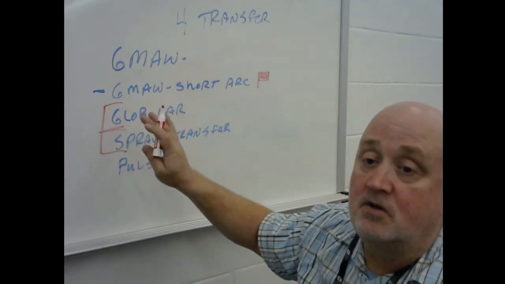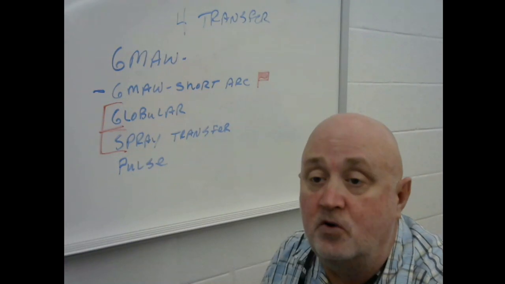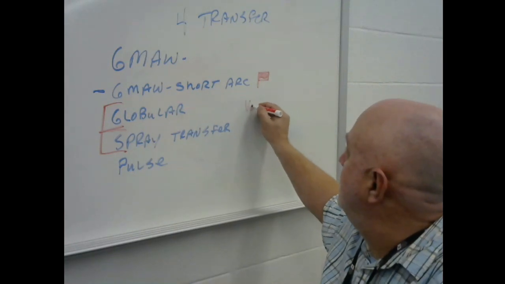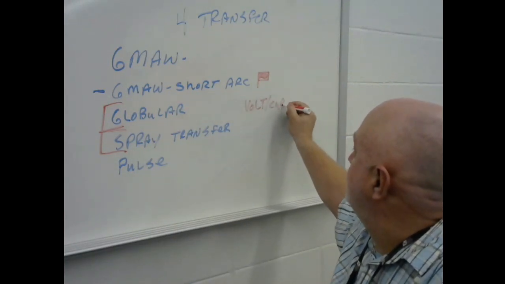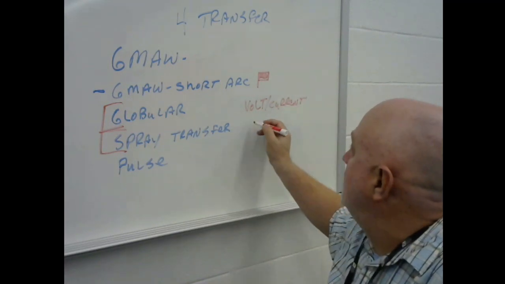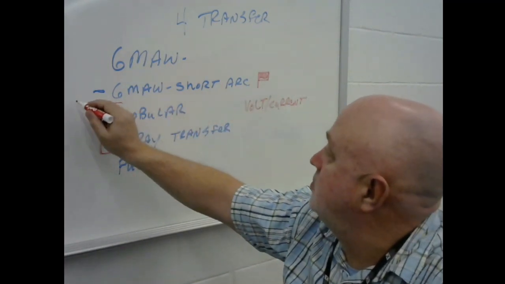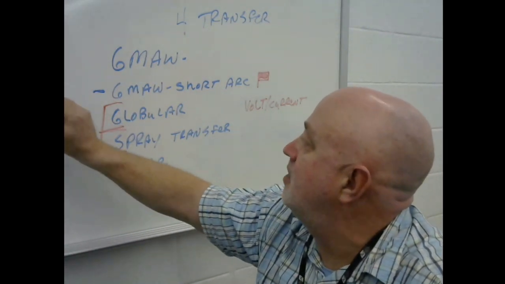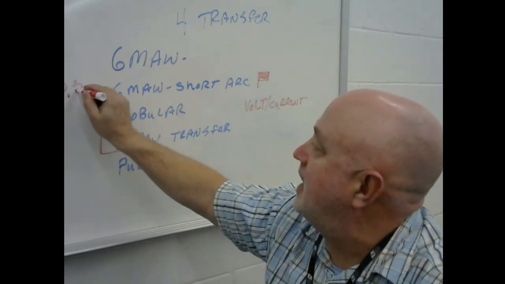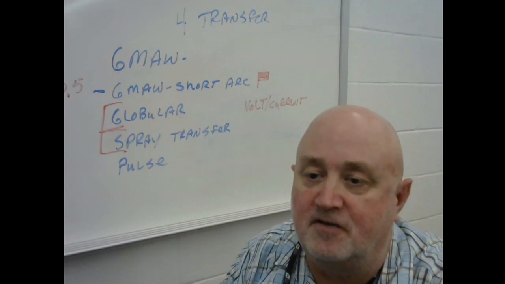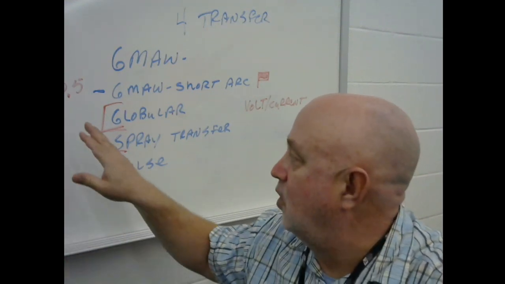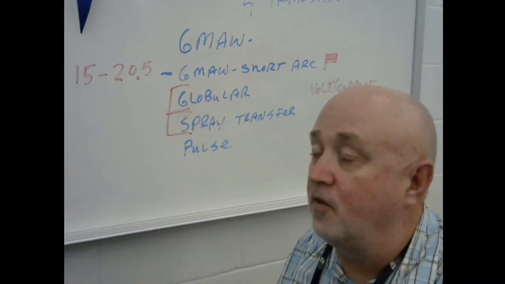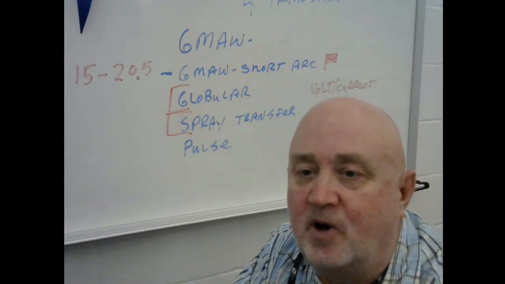Well, when you're using the four different transfer modes, there's a couple of different things that come into play. The amount of voltage and current. I'm not going to get into a big argument on that. But basically, GMAW short arc, depending on the size of the wire, let's call it 15 to 20.5 volts. Once again, I'm not going to pick the fly feces out of the pepper on this one. More or less, that's what we're looking at. 15 volts to 20.5. That's generally what I'd look for.